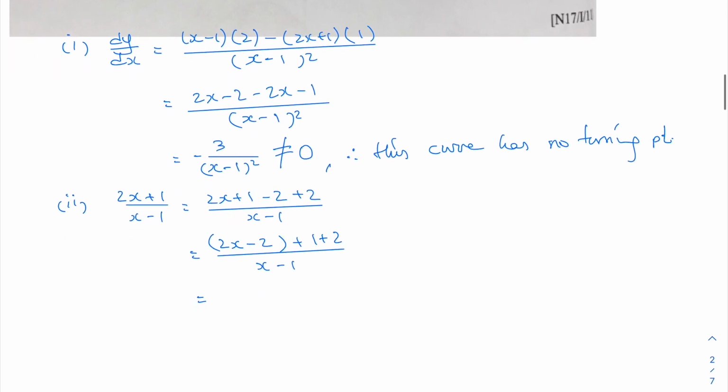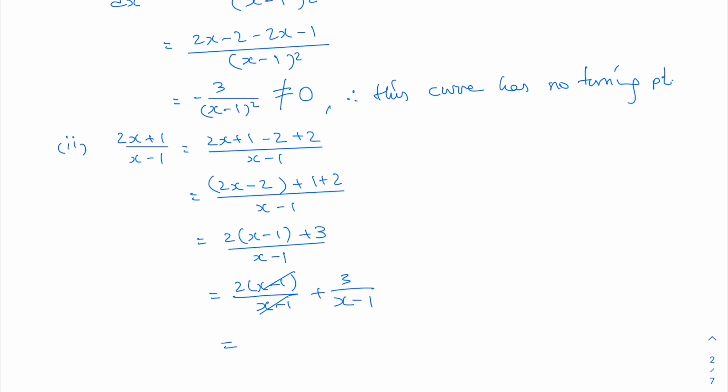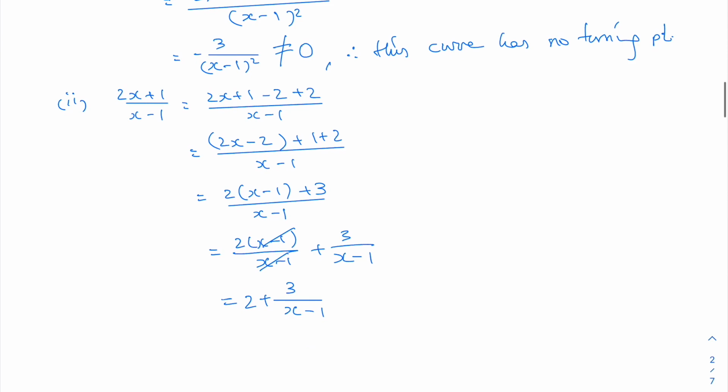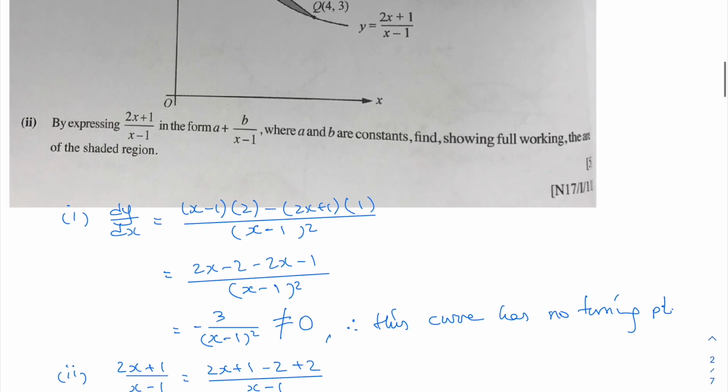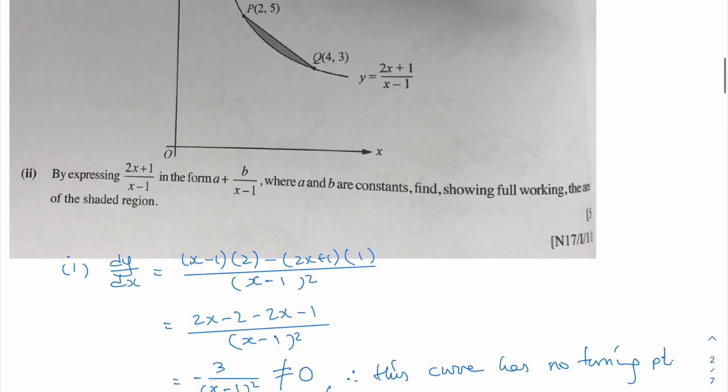And in so doing, I factorize 2, 1 plus 2 is 3, I will get 2x minus 1 over x minus 1 plus 3 over x minus 1. So this will allow me to cancel. I get 2 plus 3 over x minus 1. Okay. So the question says to show the full working of the area.